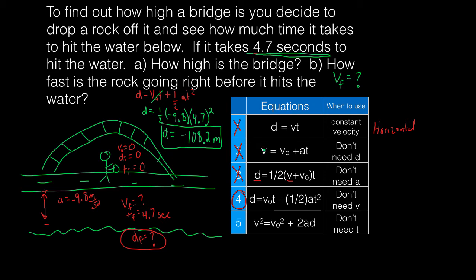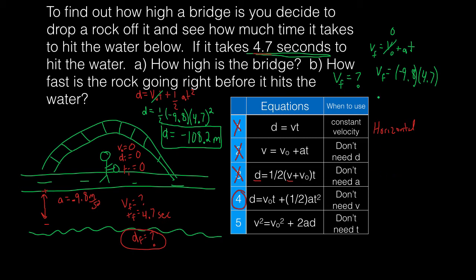Equation number 2 has velocity final in it: velocity final is equal to velocity initial plus acceleration times time. Now we just plug in the numbers that we know. Velocity final is equal to, velocity initial is 0, so we're just going to leave that off. Acceleration is a negative 9.8, and time was 4.7 seconds. So, calculator again, negative 9.8 times 4.7.